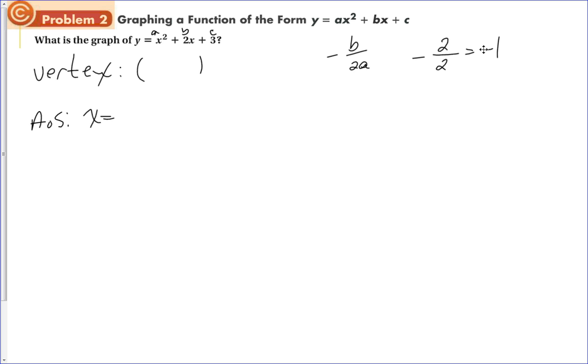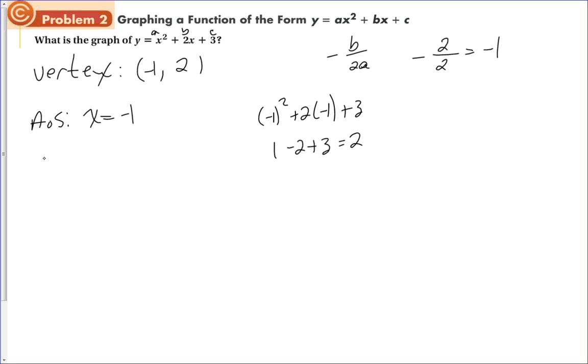So we take the negative 1. We know that's the x of our vertex. We also know that's our axis of symmetry. Plug the negative 1 in here. We get negative 1 squared plus 2 times negative 1 plus 3. So that's 1 minus 2 plus 3, which equals 2. So there's our y coordinate. Now we have our vertex and we have our axis of symmetry.